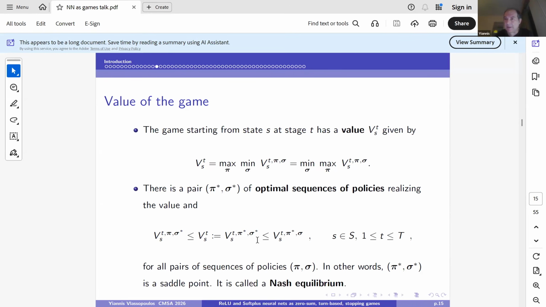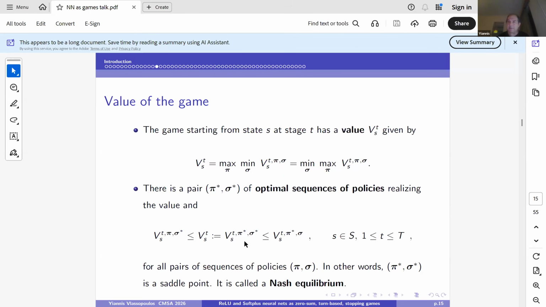So the sigma guy is the minimizer, so he doesn't want to become bigger. It gets worse for him if you go from sigma star to anything else. And if you go from pi star to anything else, it becomes smaller, which is bad for the maximizer. So neither of them has an incentive to do anything when you're at that point. It's the best they can get for both of them.